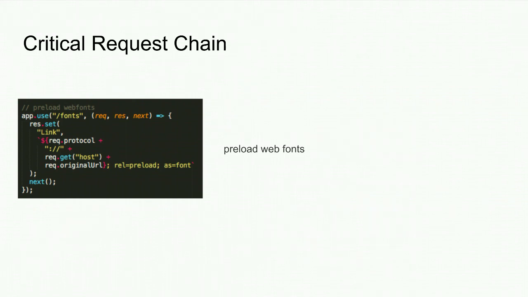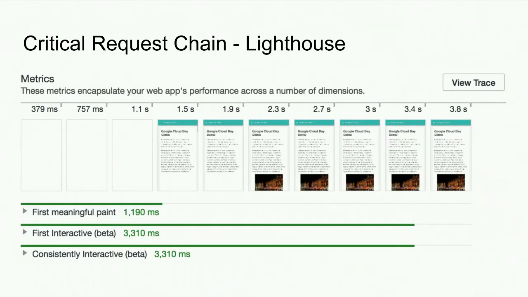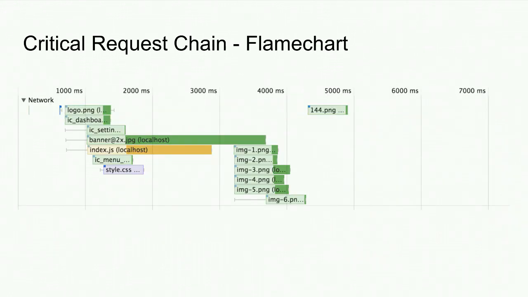And it looks something like this. So it's a very little snippet of code, but it is enough to drastically improve your performance. As you can see, our first meaningful paint has now fallen down to 1.1 seconds, and interactive and consistently interactive have remained the same. But if we take a look at our Flamechart, we will see that the fonts, which were before occupying quite a large chunk of network download time, are no longer visible as they are preloaded before.